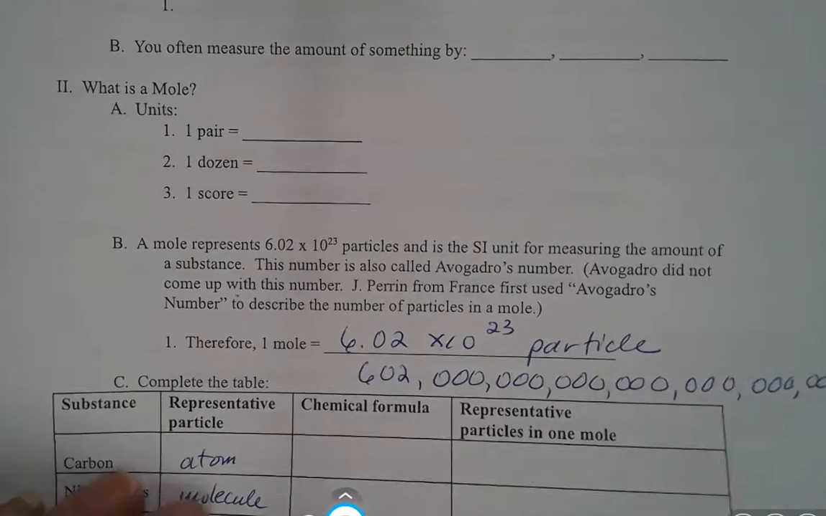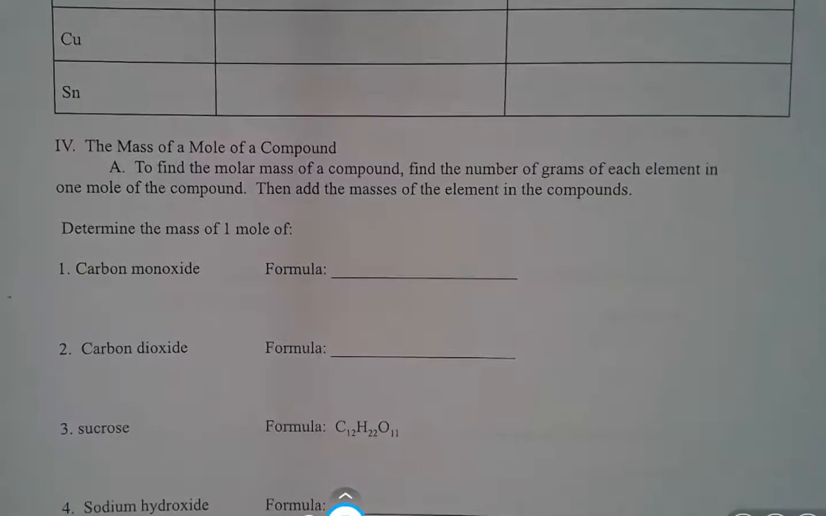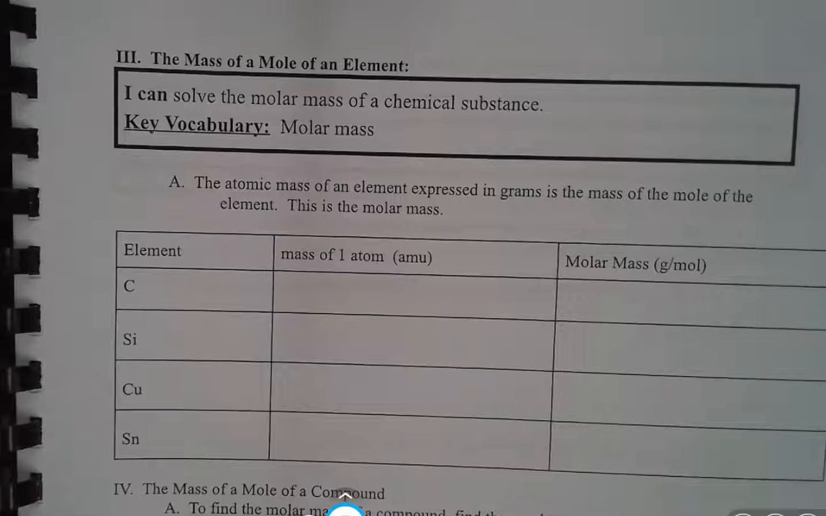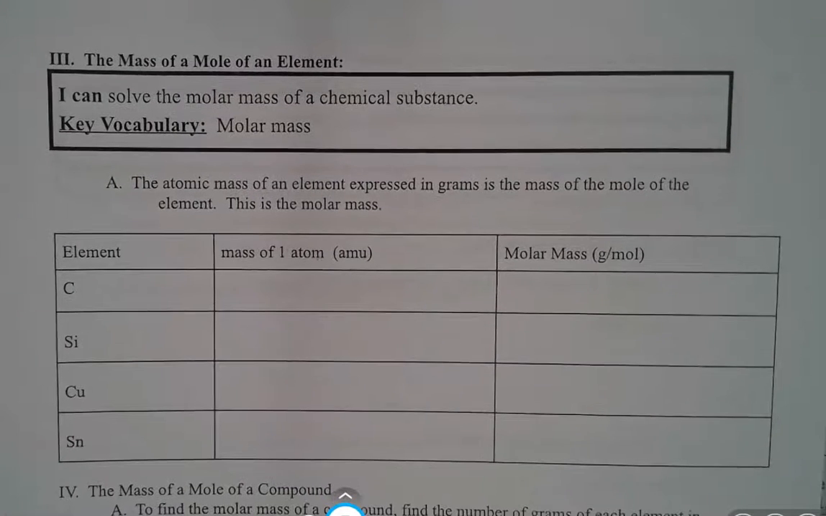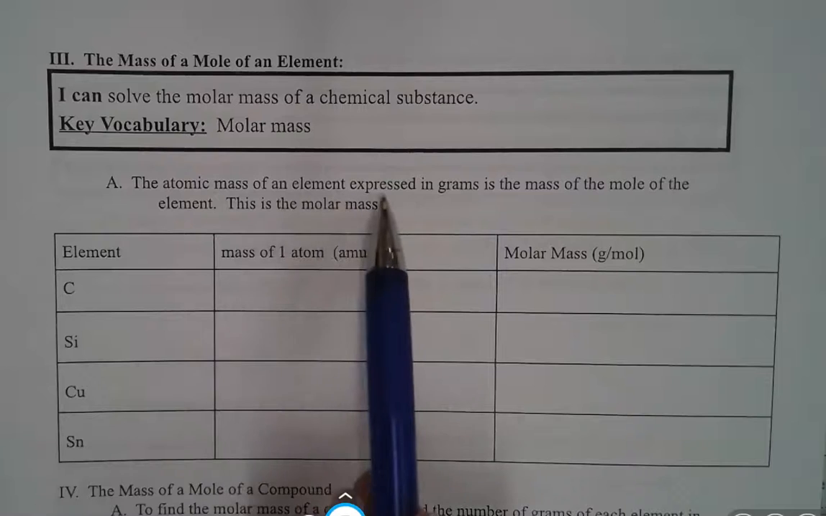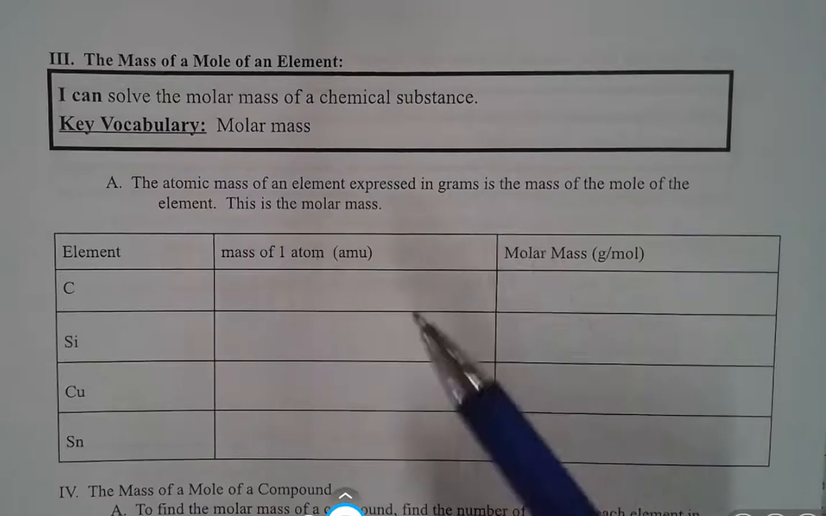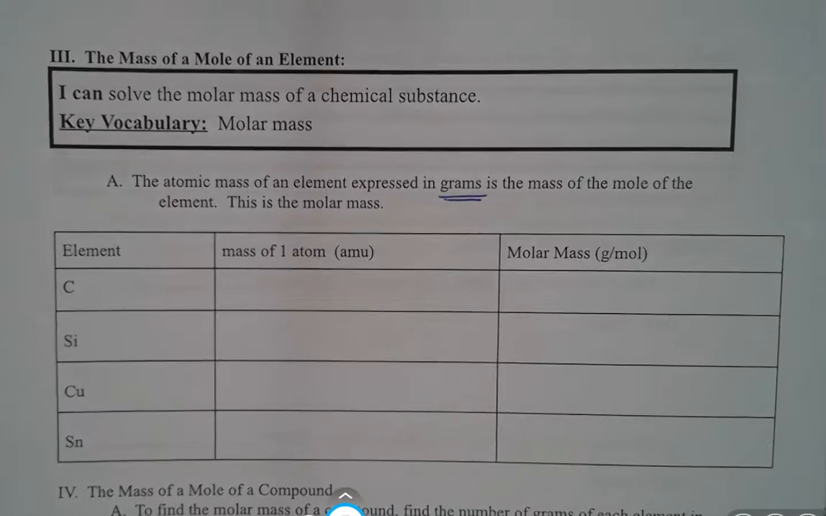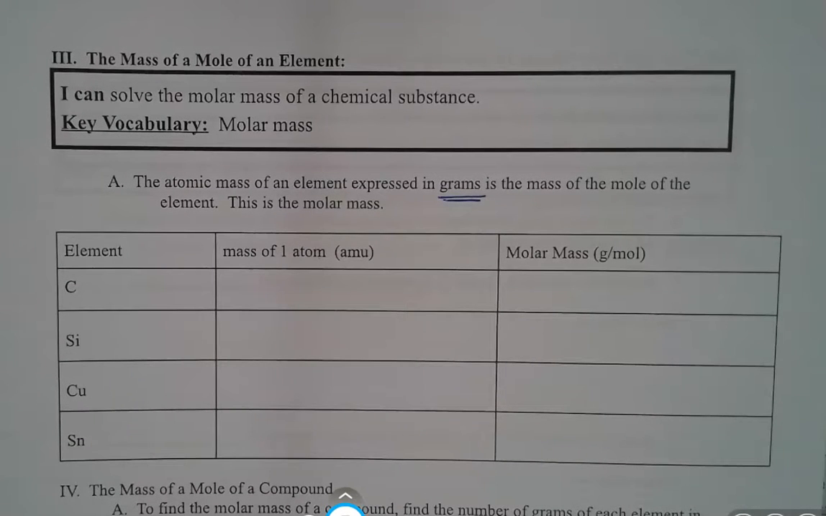And so that is why I'm going to turn the page now. We're going to talk about the molar mass, because now I can actually hold this in my hand. So it says the atomic mass of an element expressed in grams. That's important. Why is that important? Because I can weigh out grams. I have a balance to measure out grams with. So it's something I can physically do. Is the mass of the mole of an element.